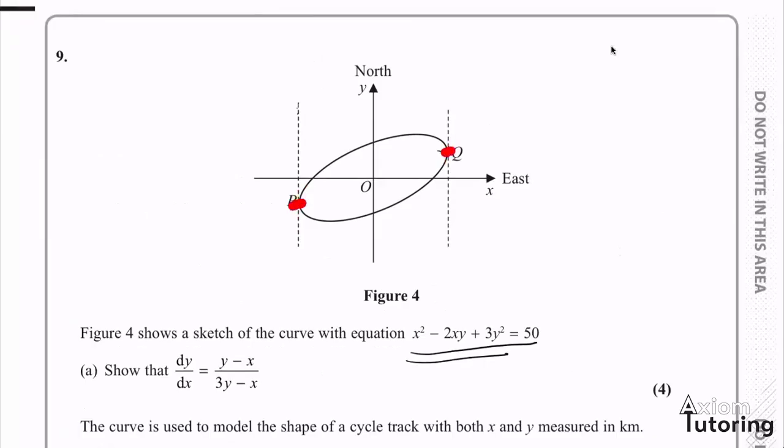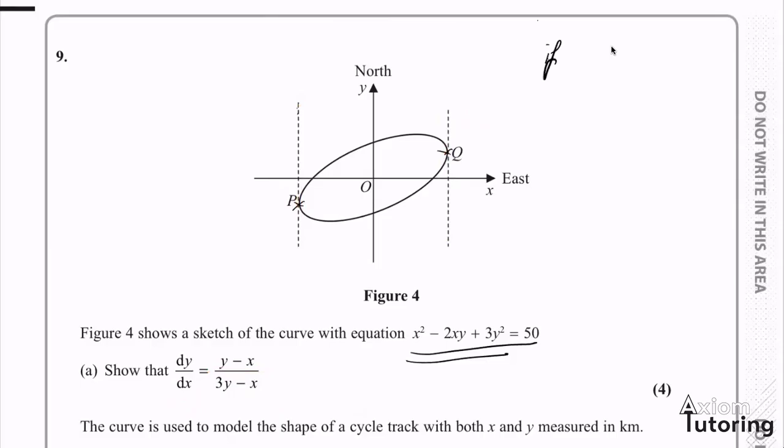So that's a point itself. And then we have these vertical dashed lines which tell us that the gradient at each point is actually going to be infinite. So dy over dx, and we have that expression here, at P and Q will actually be infinite. So what that means is the denominator of this differential expression must equal 0 for us to have infinite gradients at P and Q.